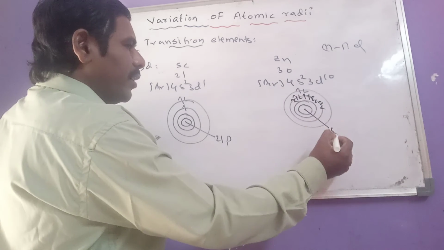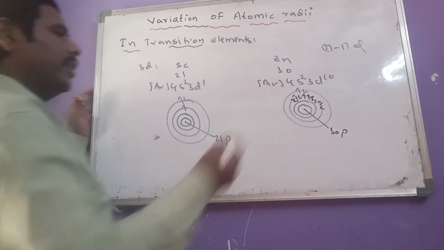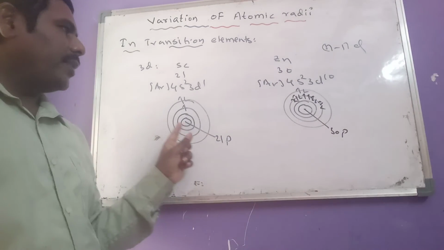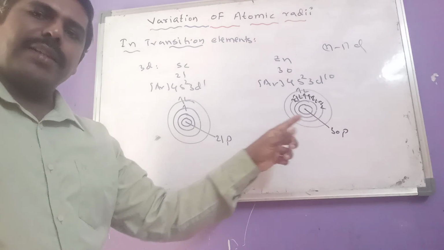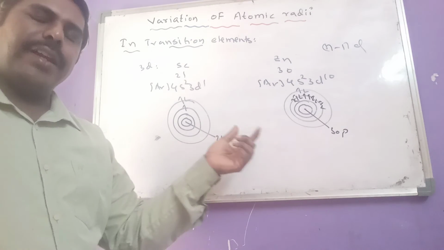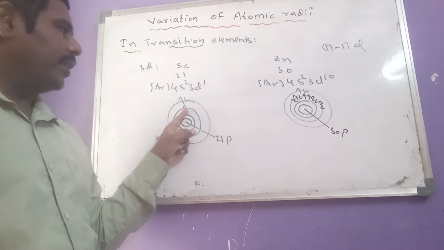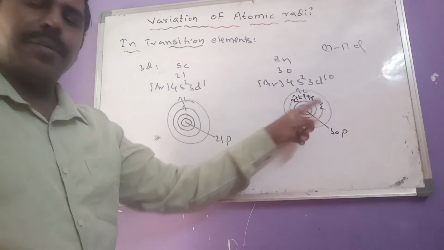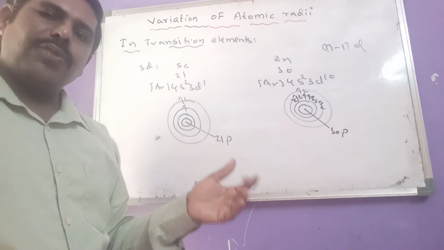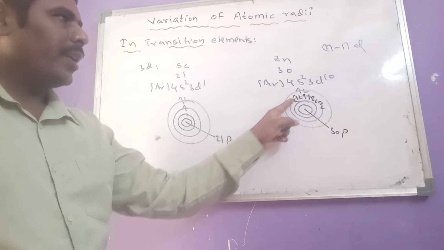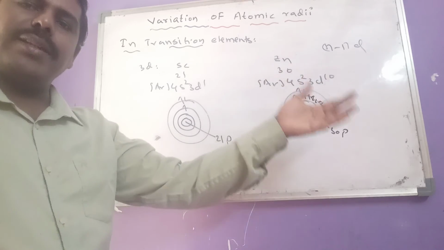Of course, here 30 protons are attracting the outer orbit. But what happened here? As atomic number increases, in each and every new element, the differentiating electron enters the inner d orbital. So what happens? From scandium to zinc, the screening effect increases.